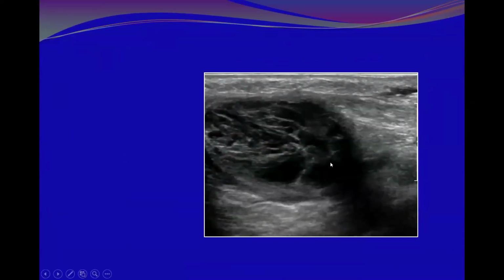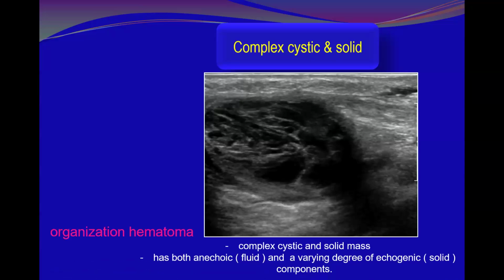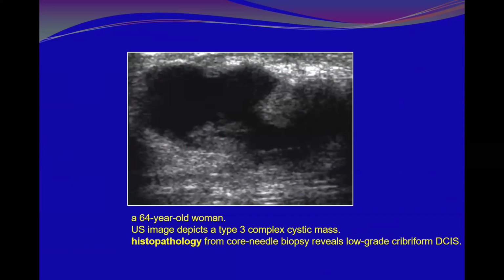And this is a follow-up of a complex cystic and solid mass. It was more cystic, and now it is regressing in size and becoming more soft tissue, less cystic, going with a history of hematoma. Being regressive, this is an organized hematoma. And this one, a complex solid cystic lesion, was proven to be low-grade DCIS.